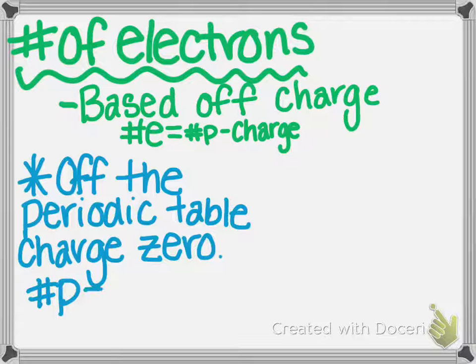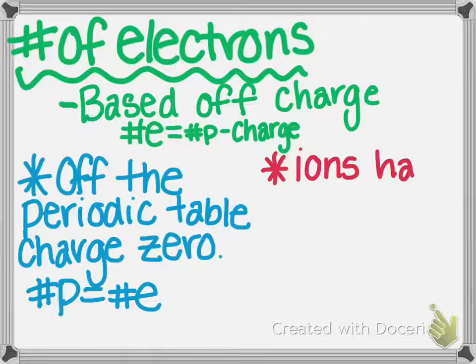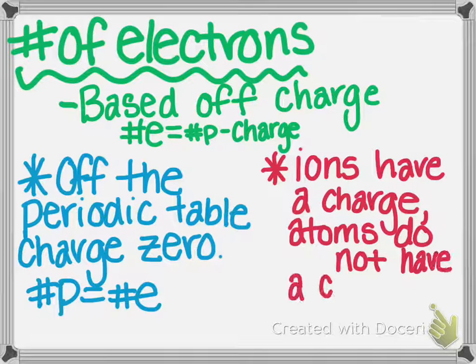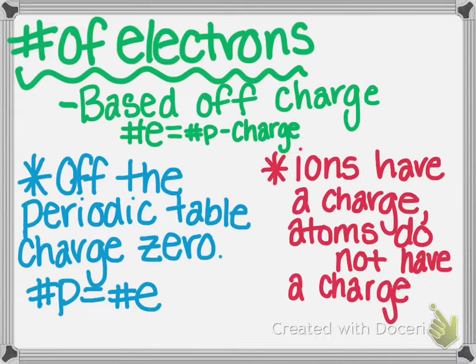If you have a charge of 0, it means your number of protons is equal to your number of electrons, okay? If you have a charge, so if you're an ion, ions have charge, okay? So if you're an ion and you have the charge, you're going to use the same equation as above, and you're going to calculate how many electrons you have based off the charge. So again, this is your golden equation for this. Put it on a note card, memorize it.